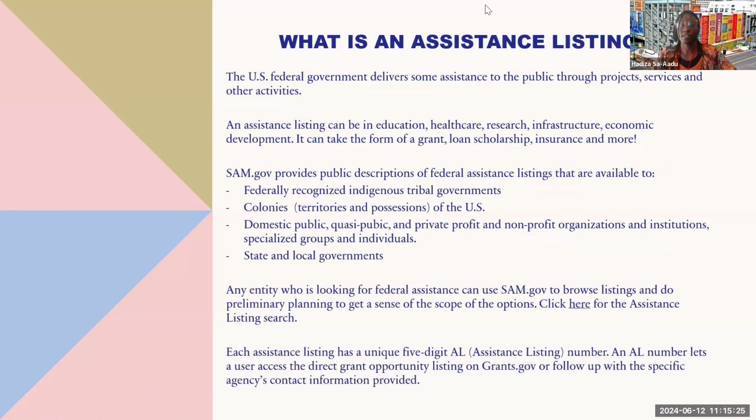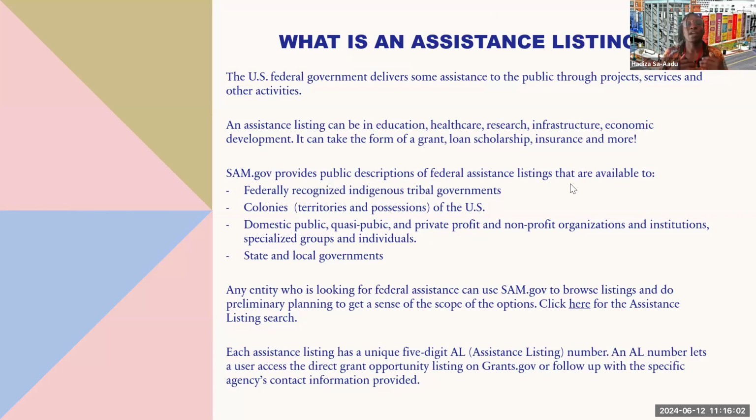All right. Now we're going to get into some more detailed information about some of the things that you'll see on the SAM.gov website. First is an assistance listing. In order to really kind of understand what is going on when an entity seeks to do business with the federal government or any level of government, we need to understand that the US federal government does deliver some assistance to the public through projects, services, and other activities.